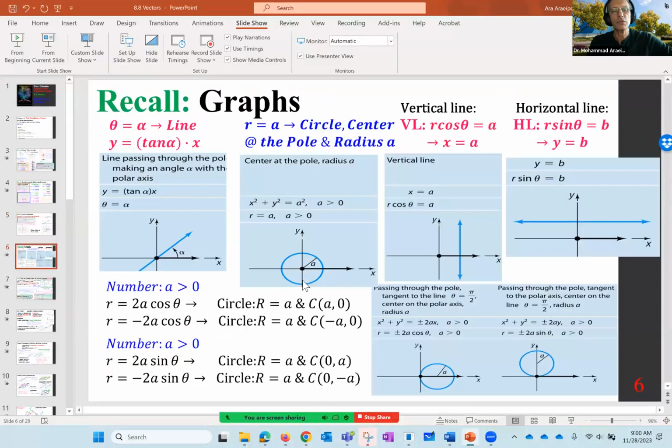We looked at various graphs. Theta equals alpha represents a line, r equals a represents a circle, r cosine theta represents a vertical line, r sine theta represents a horizontal line, r equals plus or minus 2a cosine theta or plus or minus 2a sine theta represents a circle.